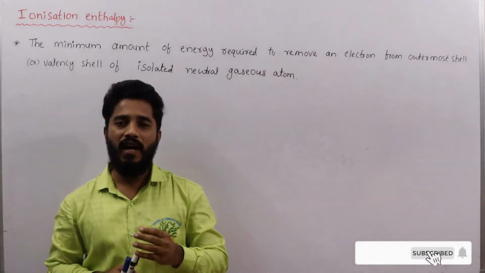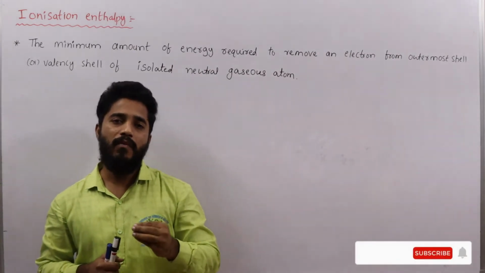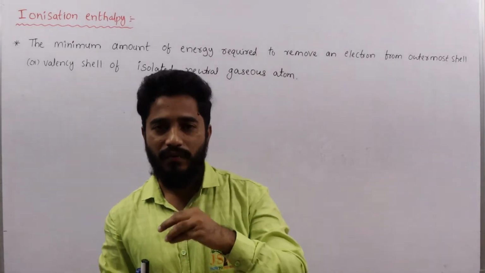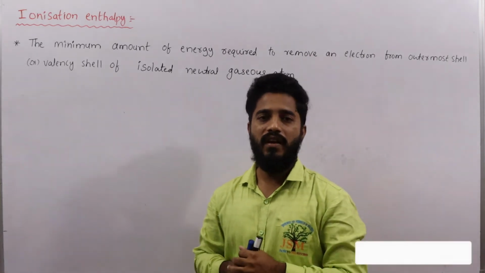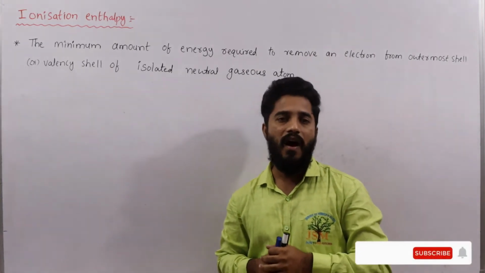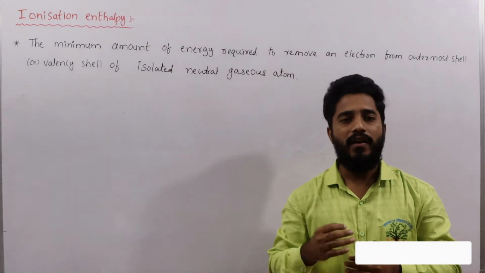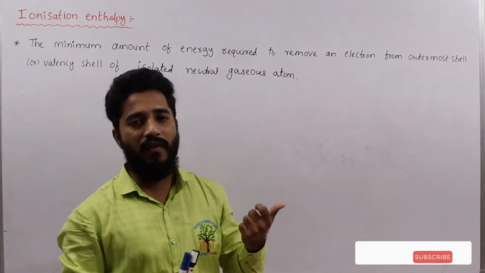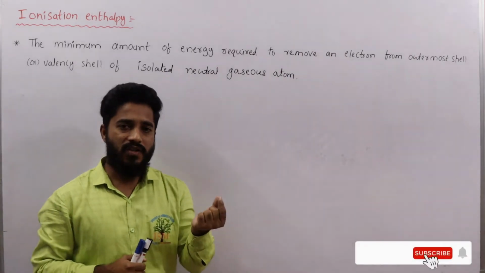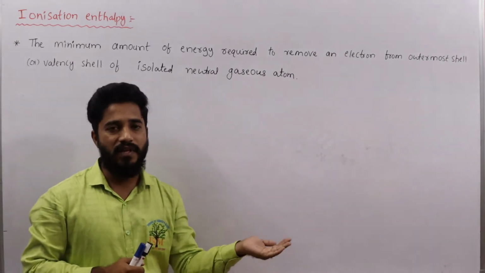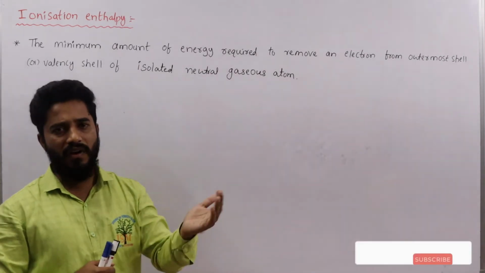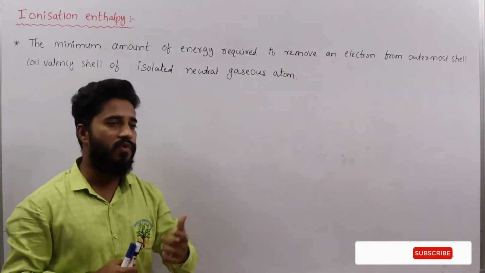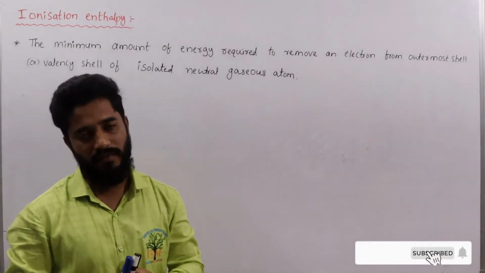Ionization enthalpy means the minimum amount of energy required to remove an electron from the outermost shell or valency shell of an isolated neutral gaseous atom. Here, the outermost shell or valency shell means the shell or orbit which is present outside the atom. The last shell present in the atom is called the outermost shell or valency shell.